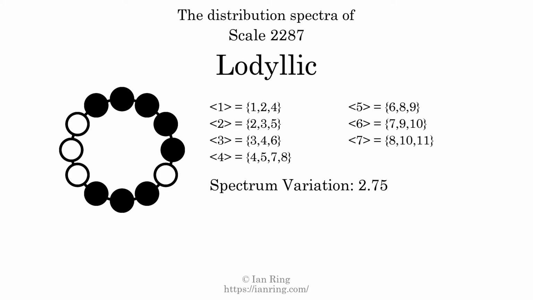The spectrum variation of this scale is 2.75. Since the variation is greater than 0, this indicates that the scale is not perfectly even. The highest spectrum width is 4. Since this is greater than 1, we know that this scale is not maximally even.